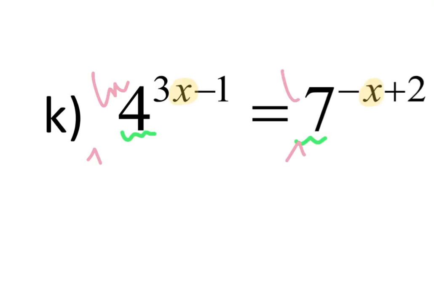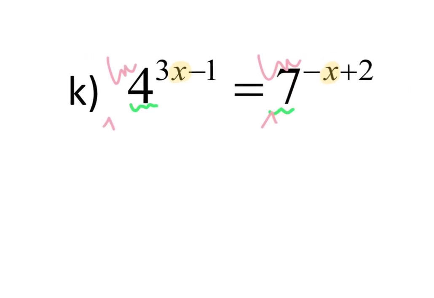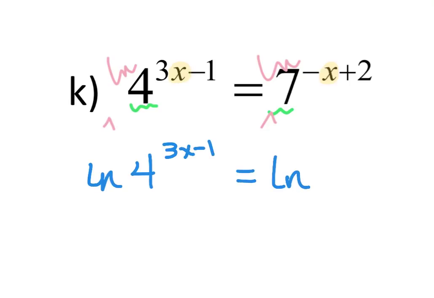So you're going to do ln of both sides of this equation, and so now I've got ln of 4 to the 3x minus 1 equals ln of 7 to the negative x plus 2. The reason that you do a logarithm of both sides is because when you take a logarithm of something with an exponent, you can rewrite that exponent as a coefficient.